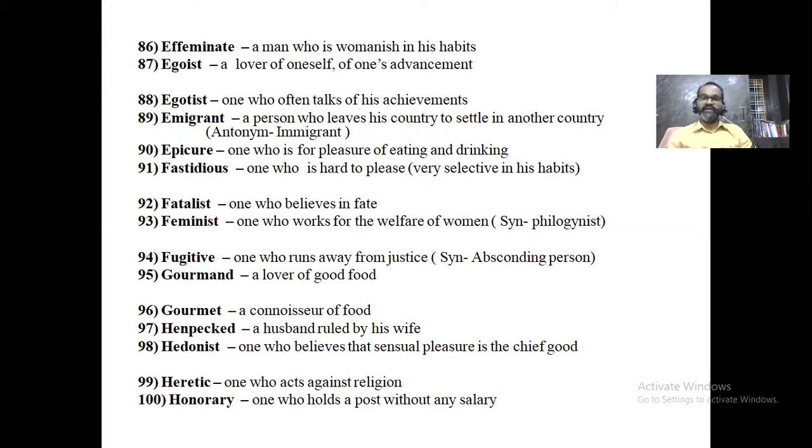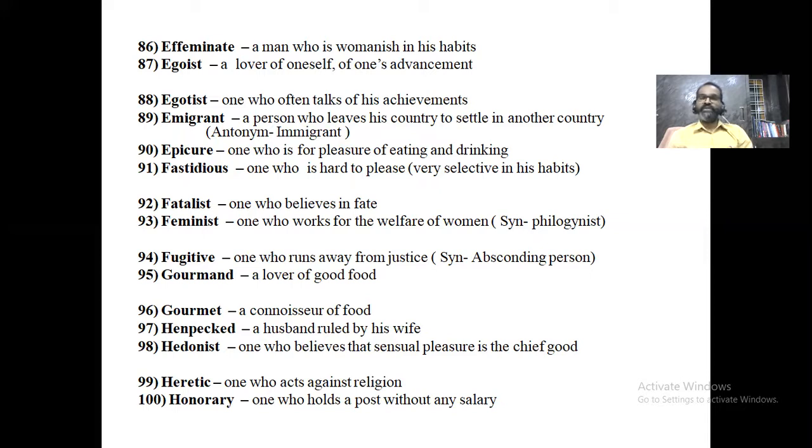An immigrant is a person who comes into a country, the opposite of emigrant. A person who leaves his country to settle in another country is called an immigrant. Immigration certificates, you know, when you go for a visa you come to know. Immigrants are people who come from another country to our country, like export and import.